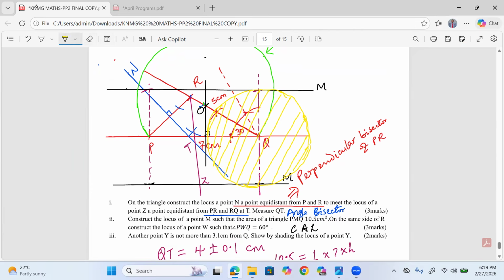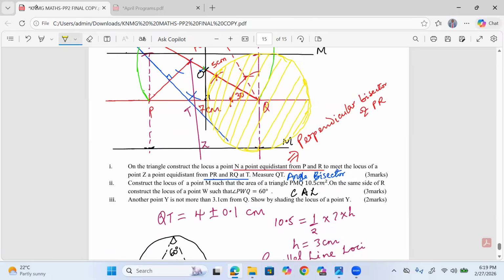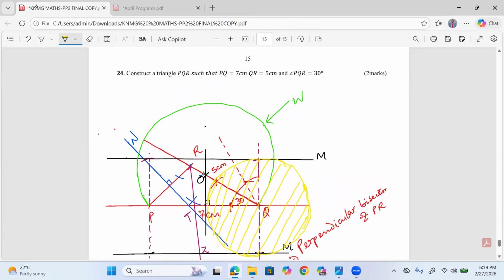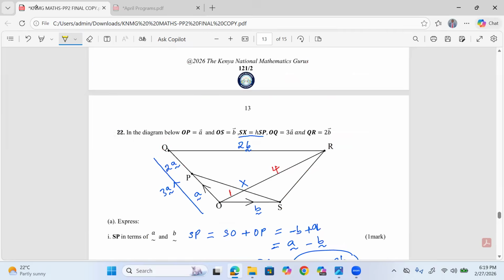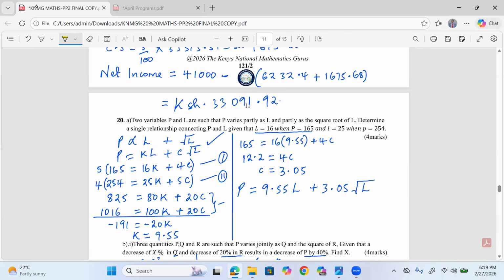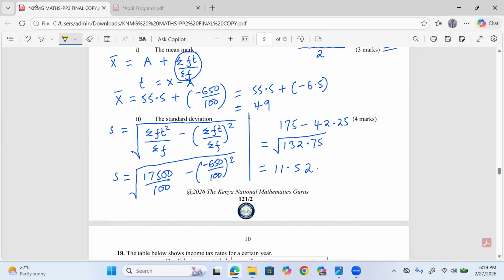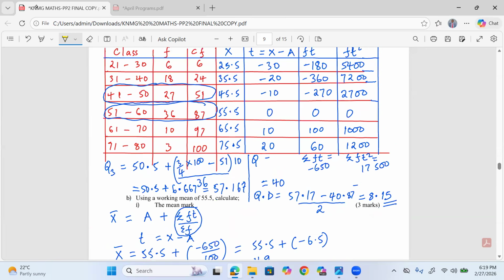A very good question, ladies and gentlemen. I've actually liked the question. I've interacted with the construction, and I can say this is a well-set paper. Generally, I've also interacted with section A. It's a well-set paper.